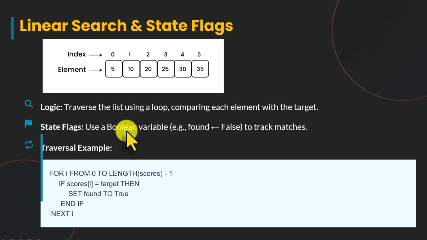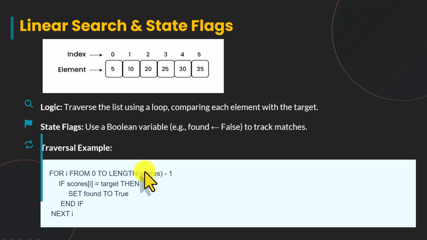State flag, so simply we will have a variable named found, and if our data is found we will change it to true, otherwise it will just remain false. And see the example. For I from 0 to length of scores minus 1, because the last index is always 1 less than the length, because index starts from 0. Now there are 6 elements, but the highest index is 5, so 6 minus 1, that's why.